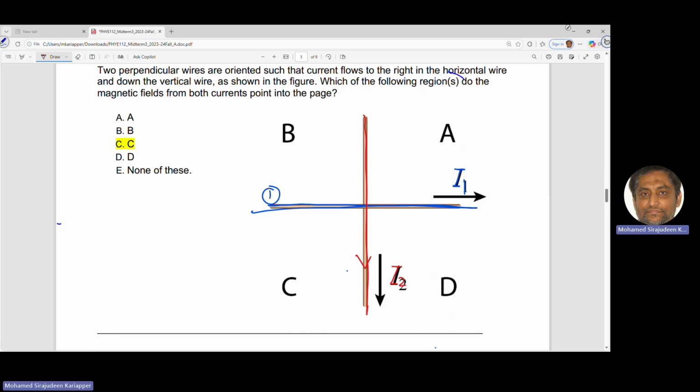which of the following regions A, B, C, D? A is the first quadrant, if you call it an X and Y axis kind of. You understand, region A is here. This is region B, region C, region D. In which of the following regions do the magnetic fields from both currents point into the page? I don't know how much you understood, but let me do it for region A.